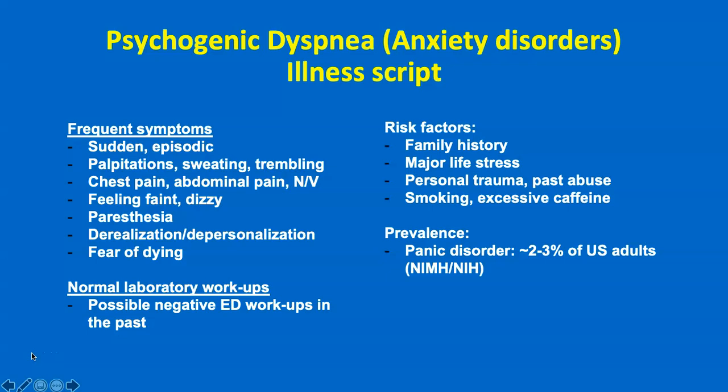Maybe that patient went to the ED in the past and got a negative workup, that might clue you in that it might be something similar to that. Some of the risk factors for these anxiety disorders include family history, major life stresses that are going on, personal history of trauma or past abuse, and smoking and excessive caffeine consumption can also increase your risk. The NIMH and NIH estimate that the prevalence of panic disorder is about 2 to 3% of all U.S. adults, so it's something to consider.